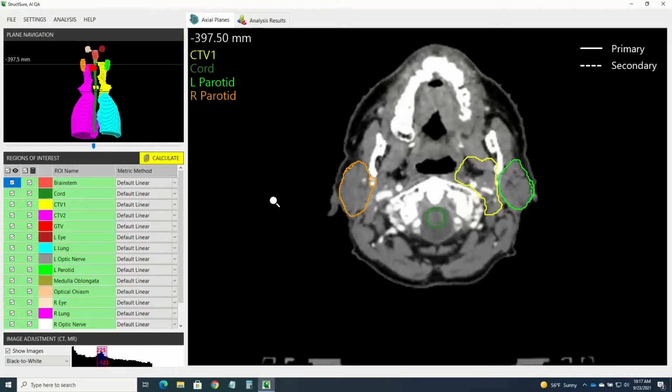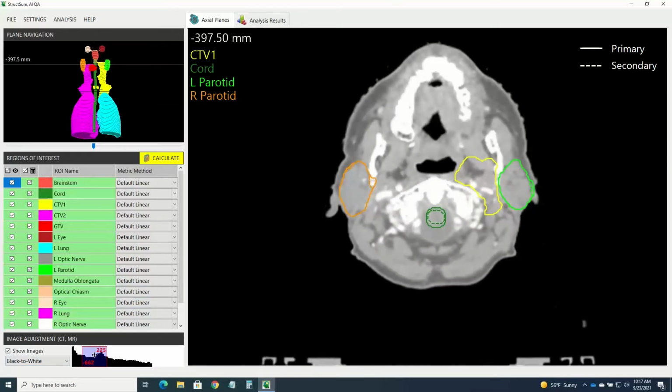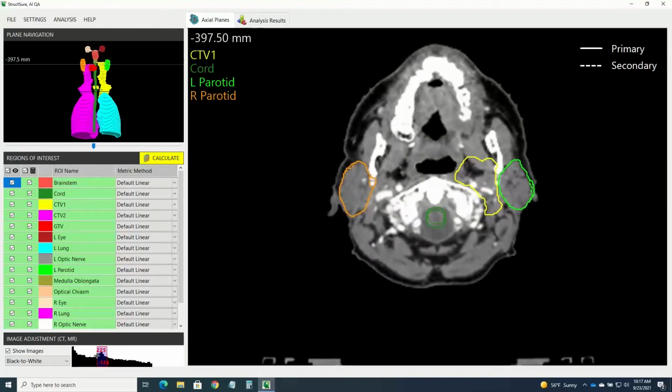Here, we're going to do a calculation now. Oh, before I go further, here's an image adjustment. This is basically just window leveling, so we can change all that, and some nice little tools that way. Okay, so anyway, let's do the calculation.